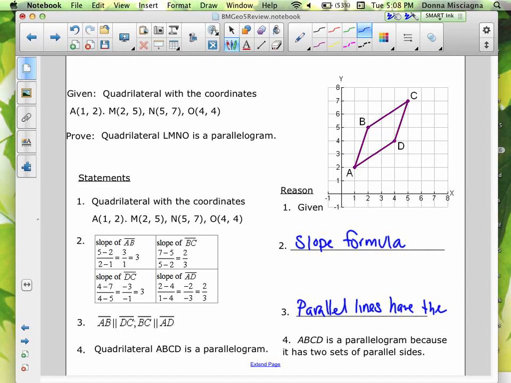So you see the reasons here, they aren't tricky to remember, really. They're things that you know. And it justifies why those lines have to be parallel. If you have the same slope, you're parallel. So we can see from our figure that these two are parallel. We have that in our proof. And these two sides are parallel.